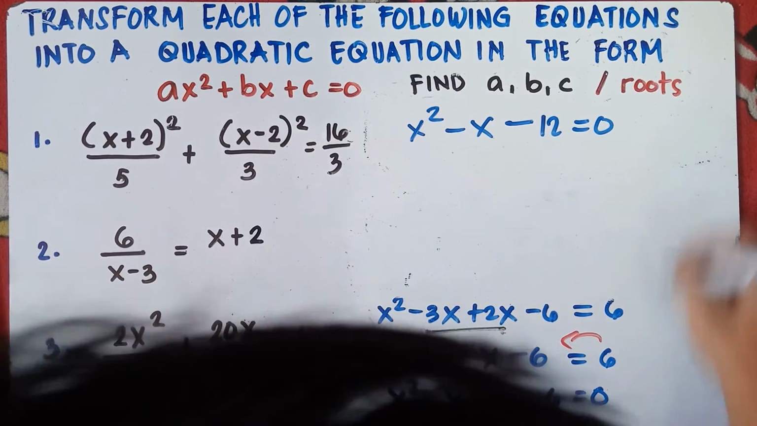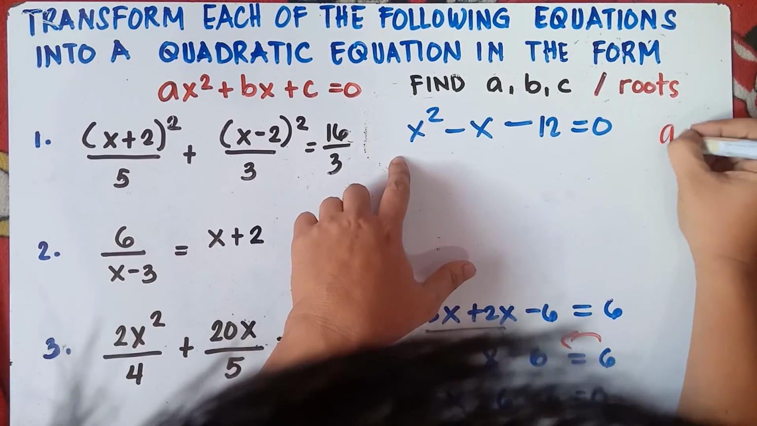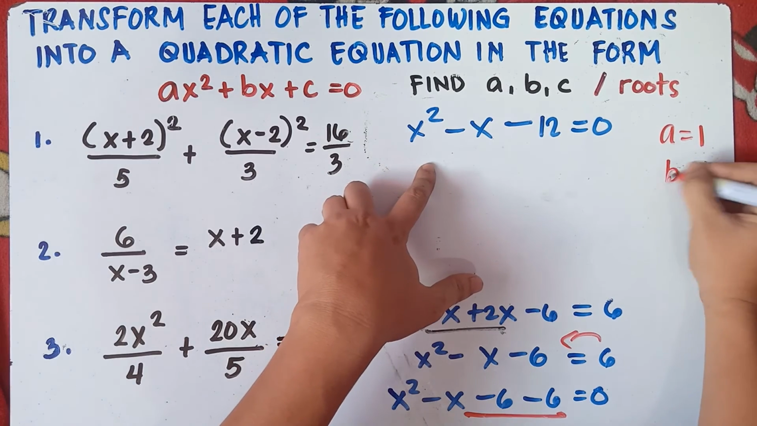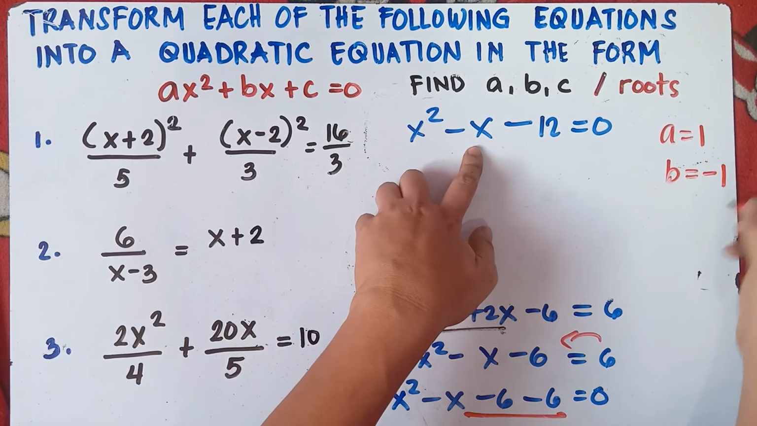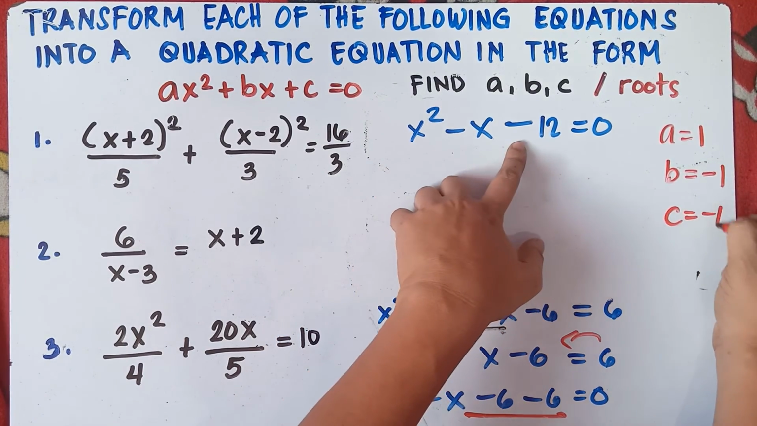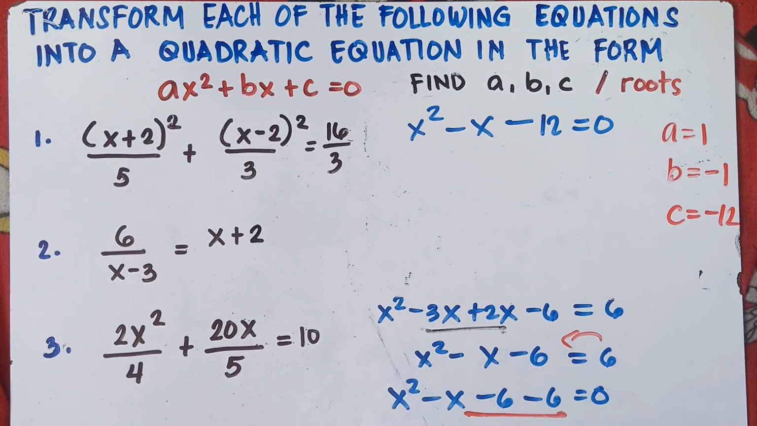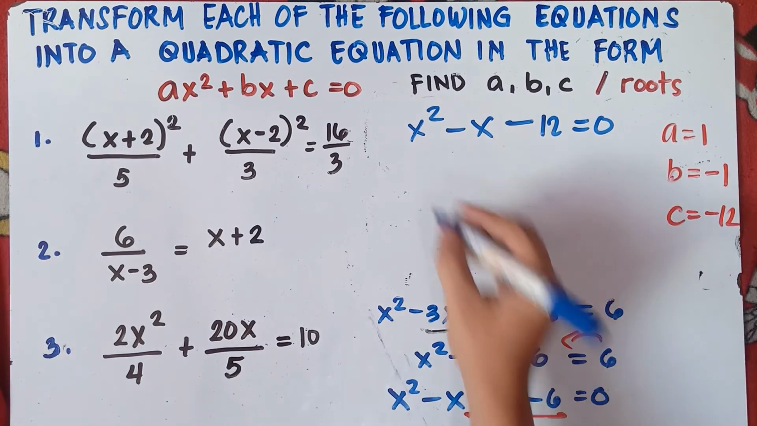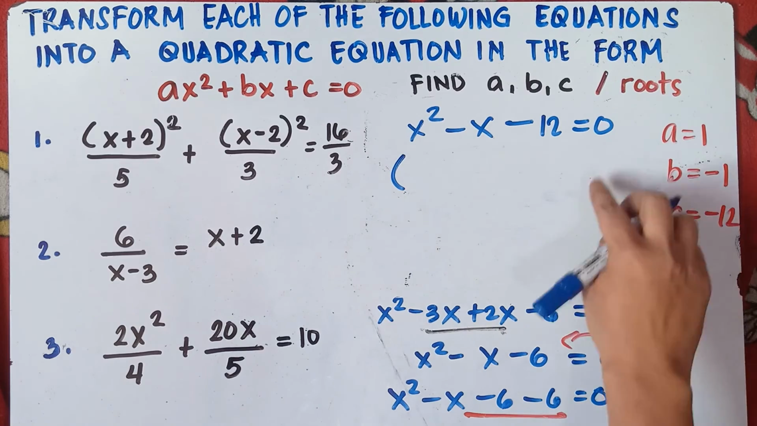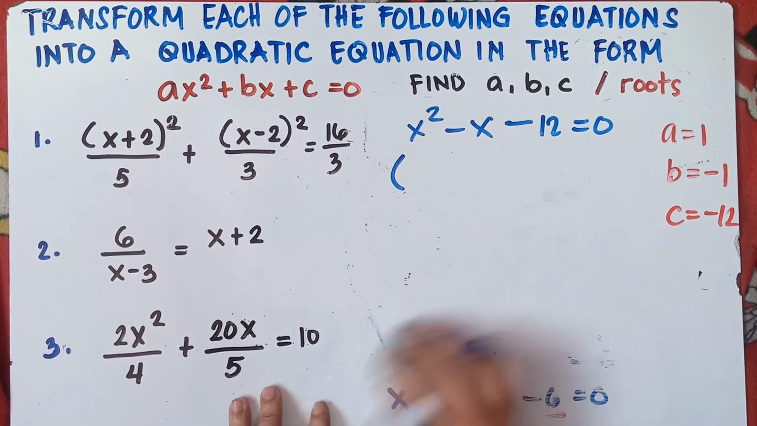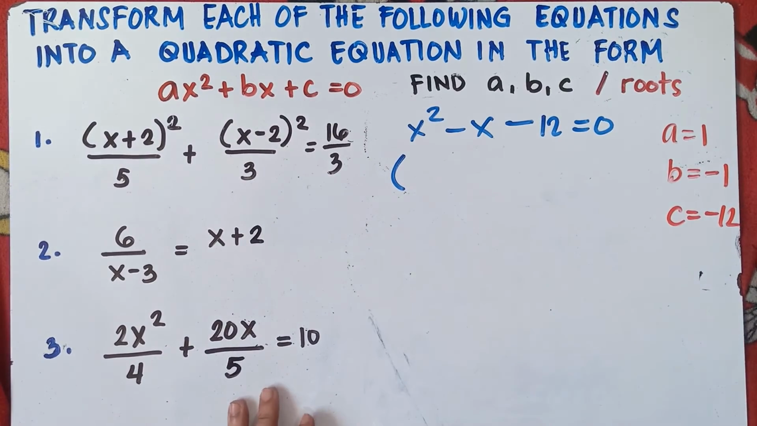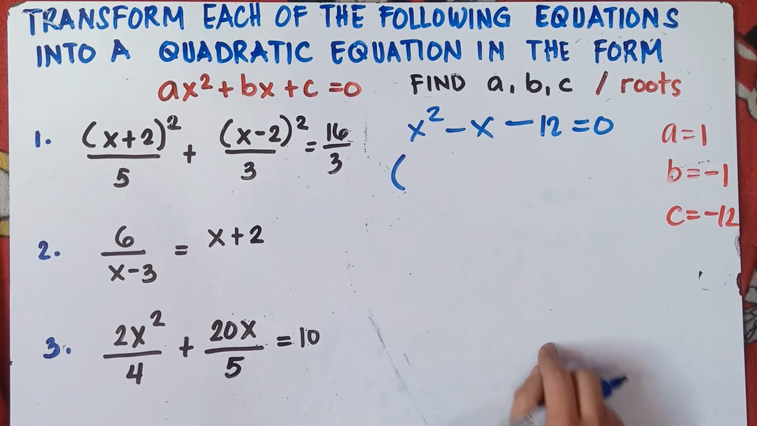So, our value of A beside x squared is still 1. Our value of B is beside x, that's negative 1. And our C is negative 12. And then, you factor this out. So, you think of two numbers that when you multiply the two numbers, you will get negative 12. When you add, you will get negative 1.